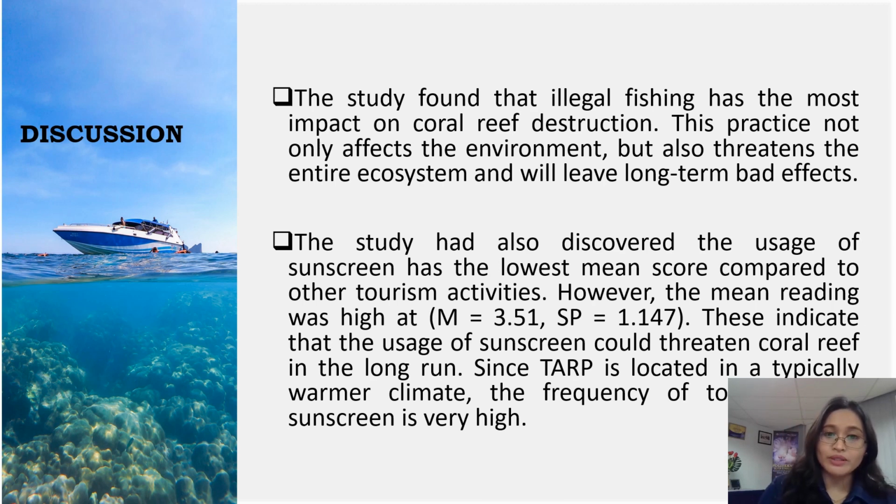Besides that, we discovered that the usage of sunscreen has the lowest mean score compared with other tourism activities, even though the mean is still high. This indicates that the usage of sunscreen could threaten the coral reef in the long run. Since Tunku Abdul Rahman Park is located in a typically warm climate, the frequency of tourists using sunscreen is very high.